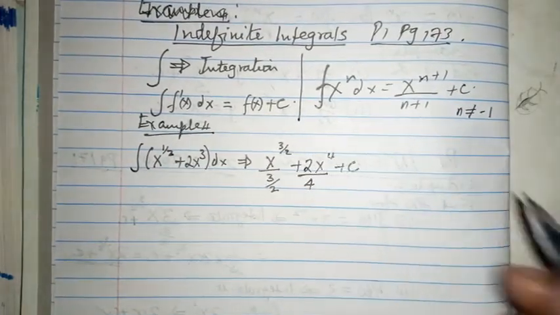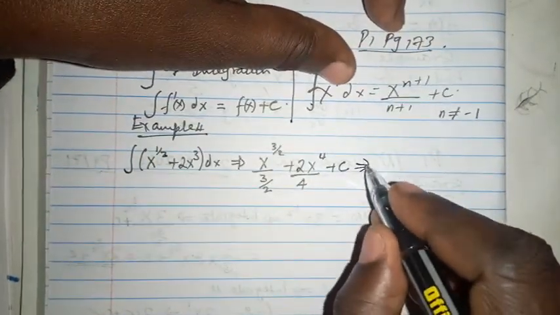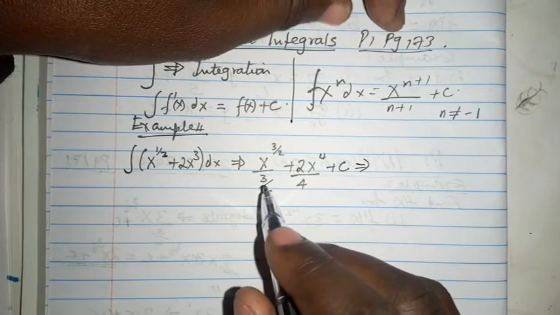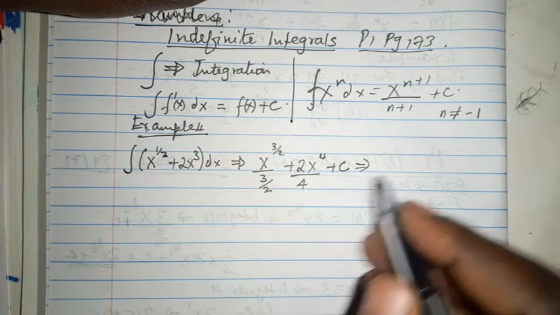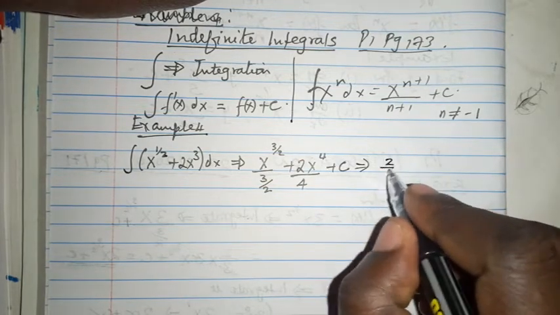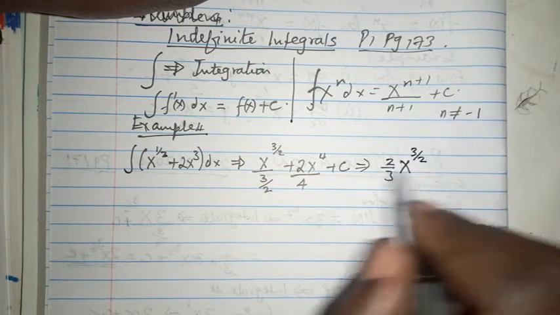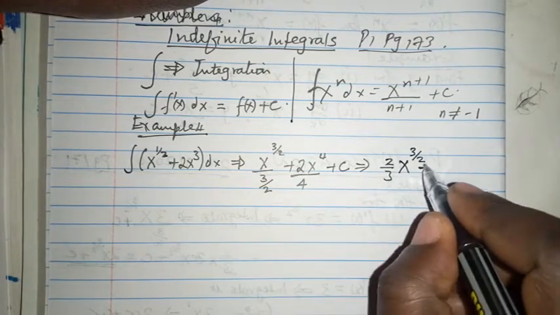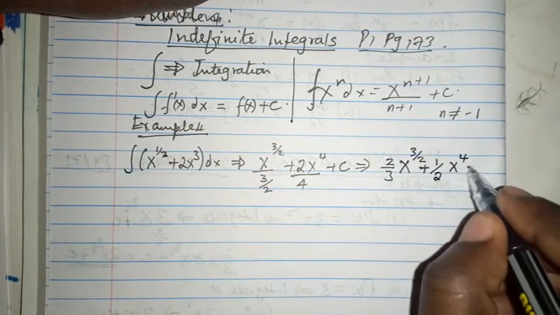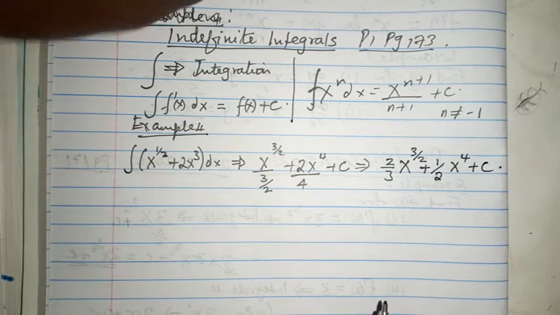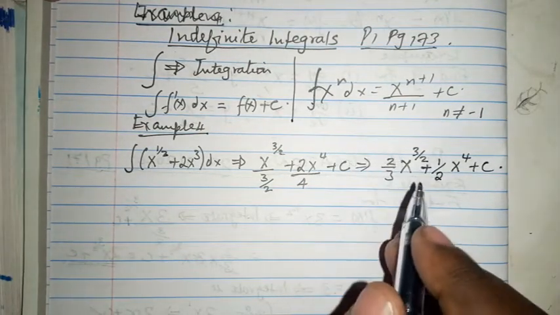What you just need to do is to clean this up a little bit. We have talked about when we divide by a fraction, it means that we multiply by the reciprocal of the fraction, which is definitely 2 over 3 multiplied by x raised to power 3 over 2. Of course, this is 2 over 4, which is a half, x raised to power 4, plus a constant c. And that is the end of that part.